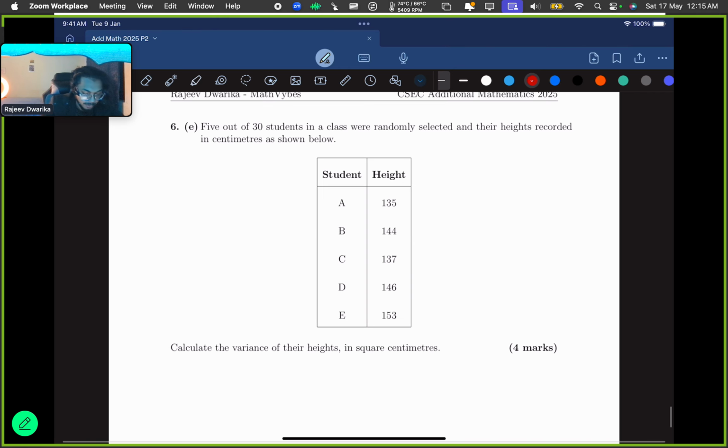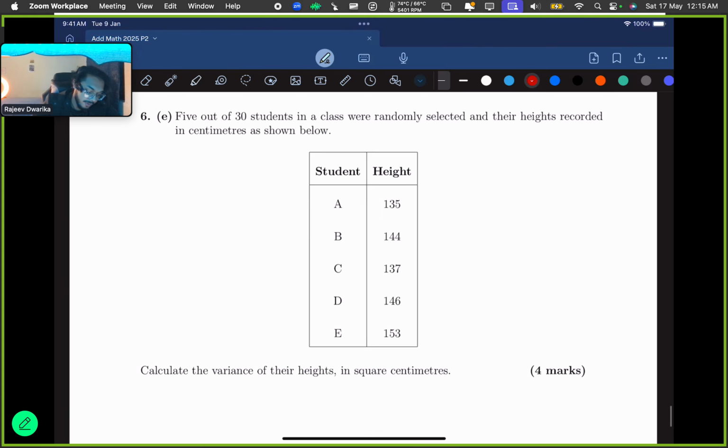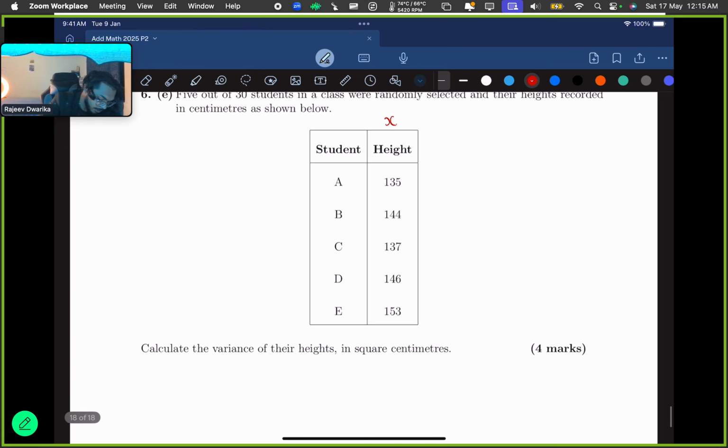Right? 5 out of 30 students in a class were randomly selected, and their heights recorded in centimeters are shown below. Calculate the variance of their height in square centimeters. So the variable here is height, so that's going to be x, right? When you want to find variance, it is equal to s squared. S squared is equal to the sum of (x minus x bar) squared over n.